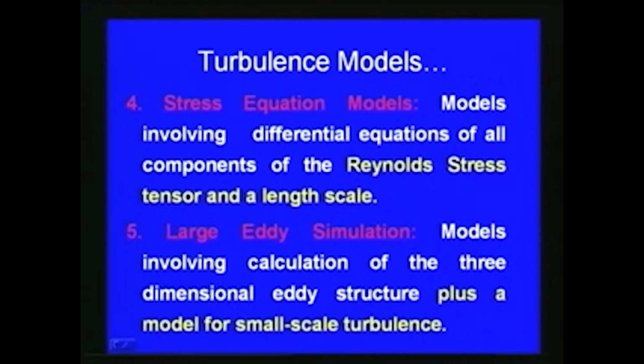And finally, one development of the last 2 decades in turbulence modeling is called large eddy simulation. Here, the model involves calculation of the 3-dimensional eddy structure plus a model for small scale turbulence. This is the fifth model, called the large eddy simulation model. So, in 3 dimensions we will be using the 3-dimensional eddy structure. That means, as we have already seen, eddies will be formed and an eddy structure is used, and then we use a small scale turbulence model to capture the turbulence fluctuations. So, that is the so-called large eddy simulation.